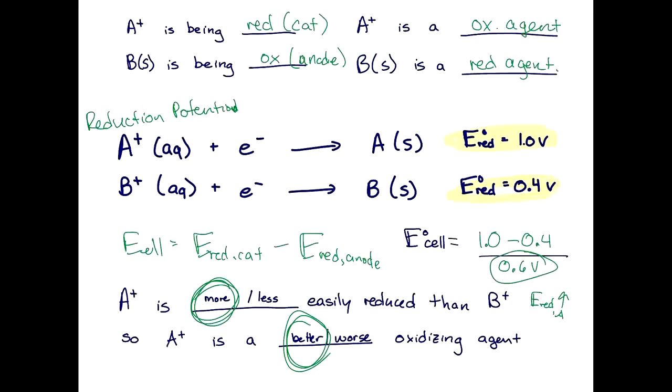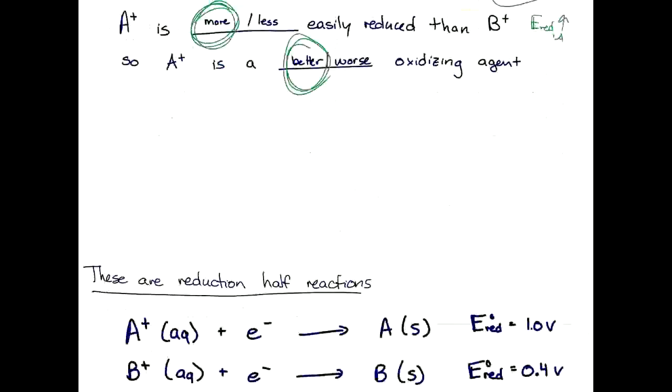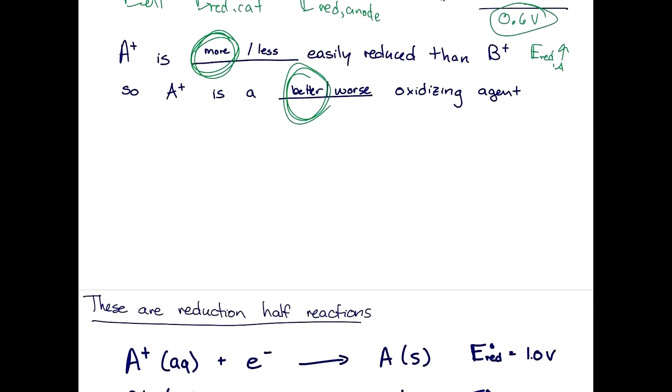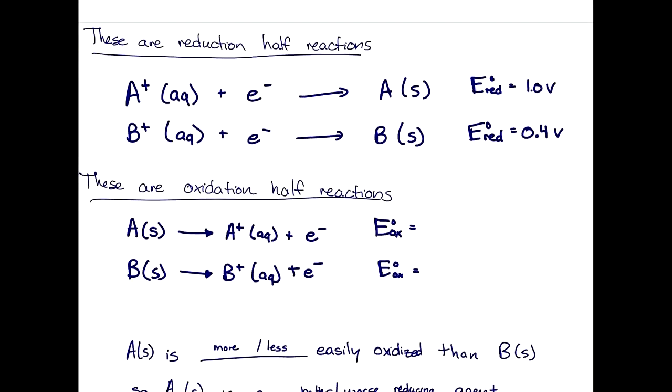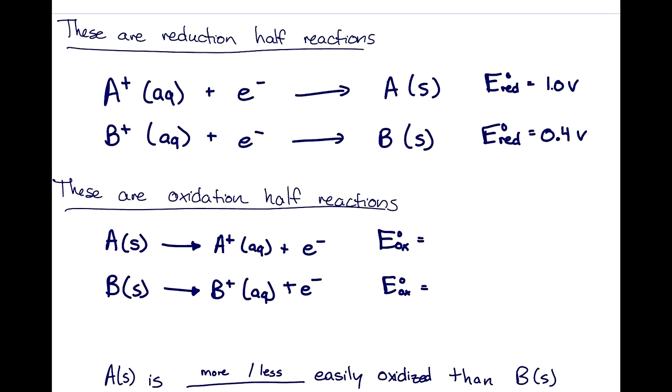Okay, so let's keep going, but let's talk about oxidation and reducing agents because it's kind of the opposite. Here are the same two reactions. There's A plus, B plus, the reduction potentials, but they're in the reduction form. So let's think about it. What if A and B were oxidized instead? Instead of gaining electrons, let's say they lose electrons. So basically, we're doing the reverse reaction here.